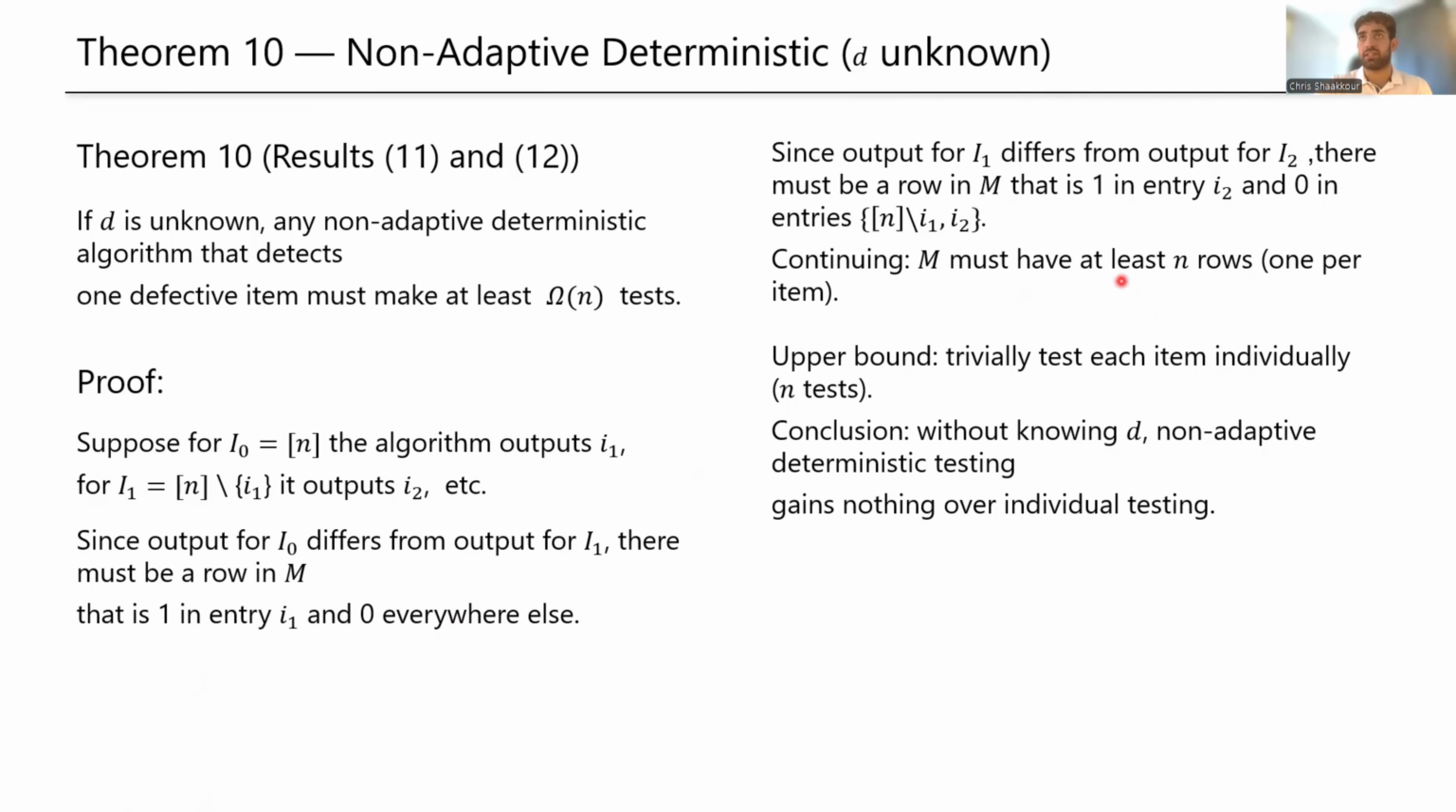And the conclusion is that knowing D in the non-adaptive deterministic testing gains nothing over individual testing. Okay, so if we individually test each and every element to detect L defective items, and if we use this algorithm, which is the non-adaptive deterministic, we don't get any gain. So we must have n tests in order to detect L defective items, whether D is known or D is unknown. And that's the theorem 10 results, 10, 11.